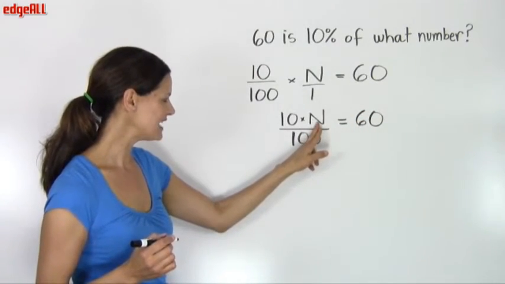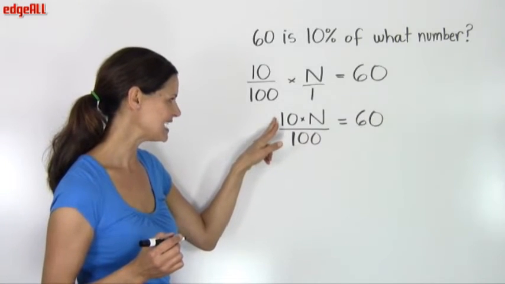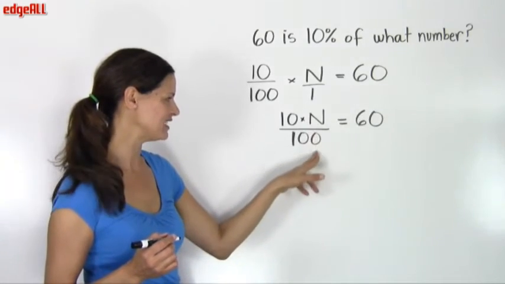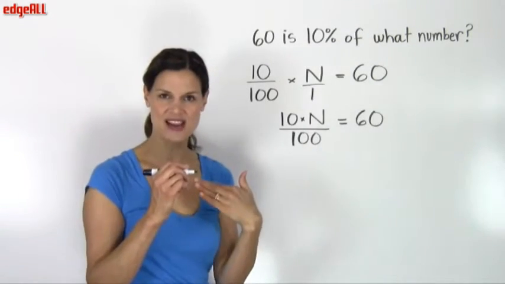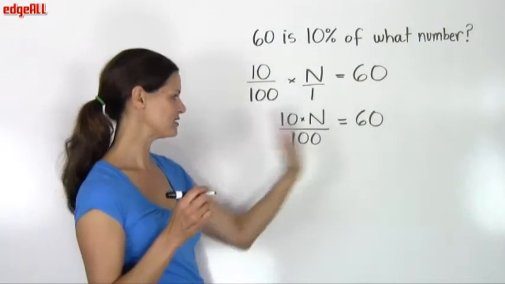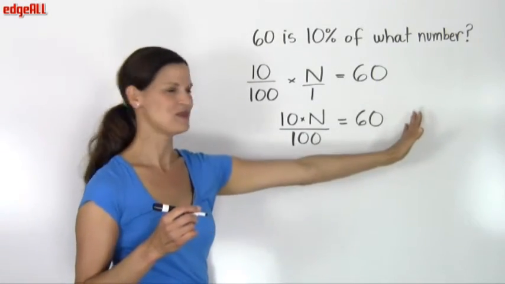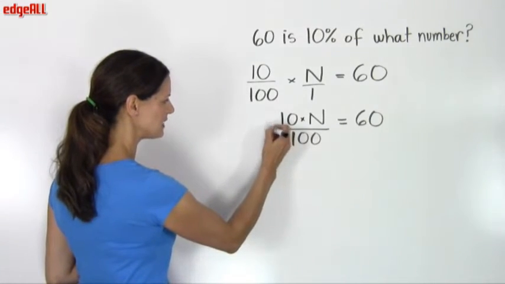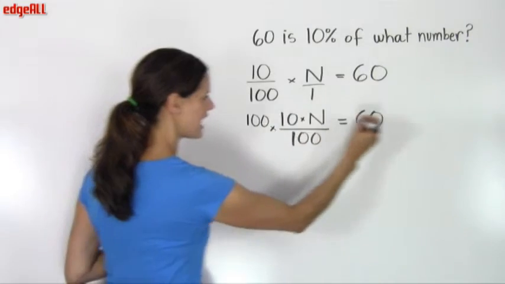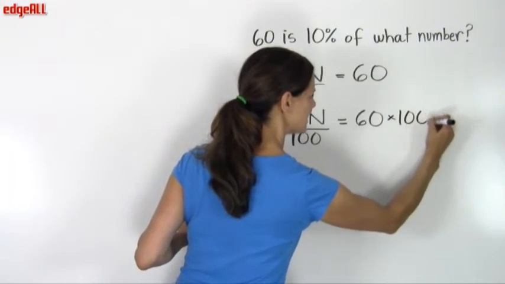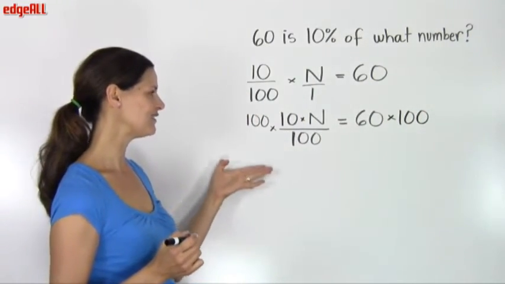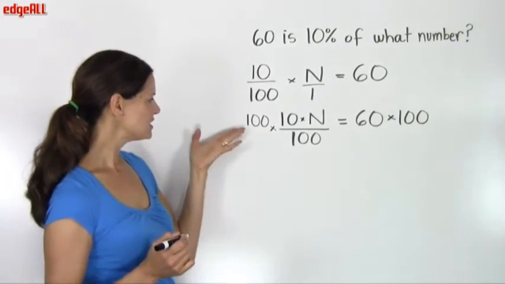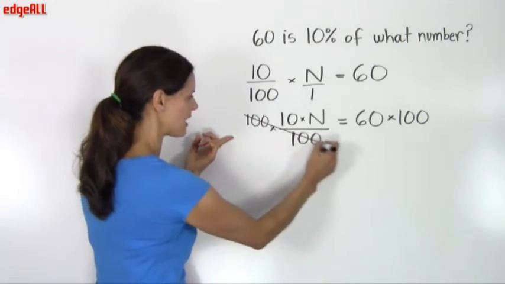So I look at the n and I see that a 10 is attached to the n by multiplication and a 100 is attached to the n by division. So I need to do the opposite operations in order to cancel them out and move them to the other side so that n is alone. First I'll start by multiplying by 100 on this side and multiplying by 100 on this side. Whatever I do to one side of an equation, I have to do to the other in order to maintain balance. So I can now cancel out my 100s.